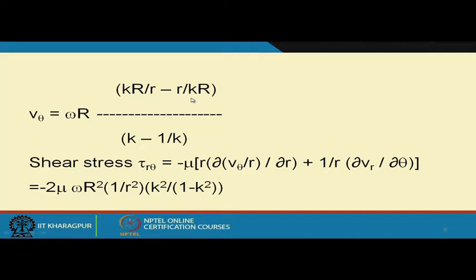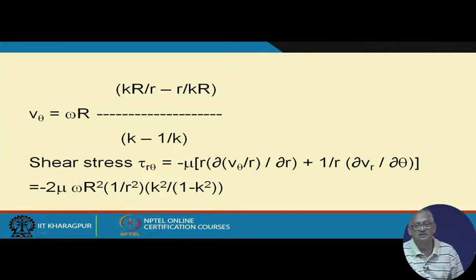So, V theta is equal to omega R into kR by r over kR by k minus 1 by k, and shear stress tau r theta is minus mu r del by del r of V theta by r plus 1 by r del V r by del theta. So, that is minus mu 2 omega square into 1 minus R square into k square by 1 minus k square. So, you do the changes in the slide accordingly and convert it into this. Okay. Thank you.